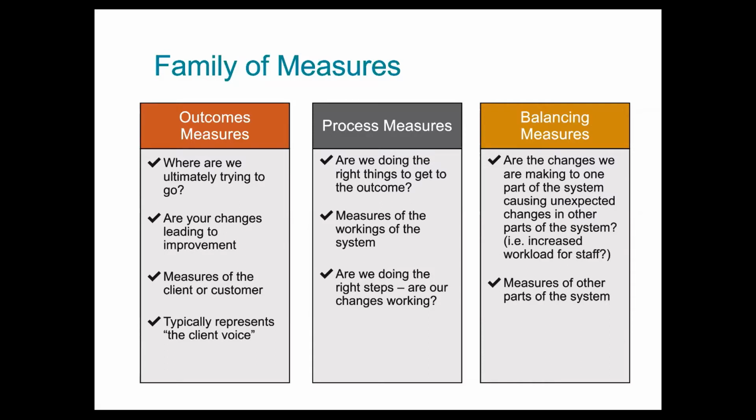In quality improvement, we tend to look at measurement in 3 different ways: outcome measures, process measures, and balancing measures. The outcome measure is ultimately going to convert into your aim. It's what you're trying to achieve, and it needs to be focused on the client. So thinking about how you want to improve things for the client, it's typically the voice of the client.